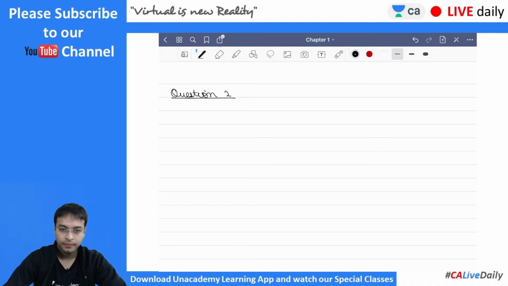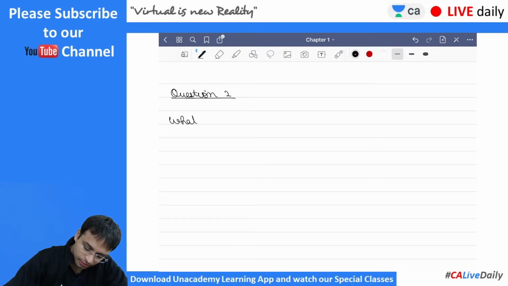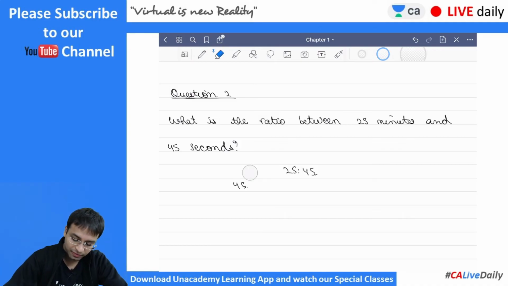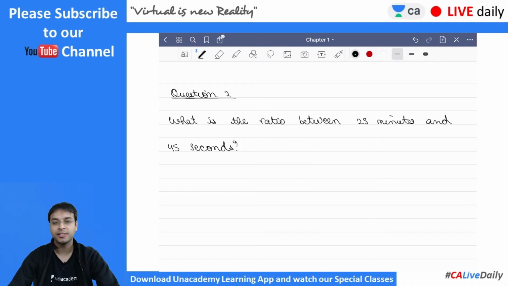Question number 2. What is the ratio between 25 minutes and 45 seconds? So can I do this 25 by 45 or 25 is to 45? Can I do this? No. First, I need to convert either seconds into minutes or minutes into seconds. Converting minutes into seconds is easier.